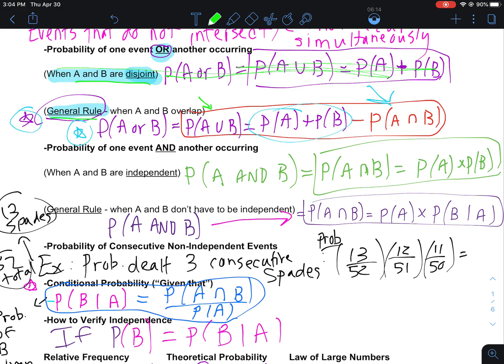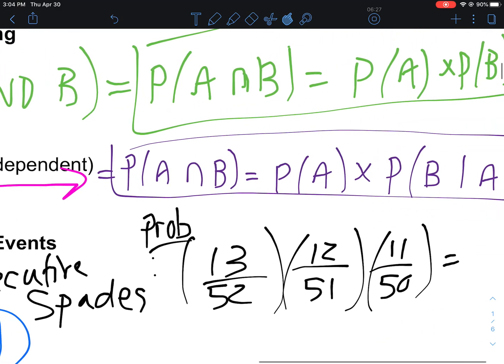But if it was like dealing cards, well, once I've given you an ace, let's say, the probability of getting an ace the next time is different. So that can lead to some confusion. And that's what we see with these coming examples.